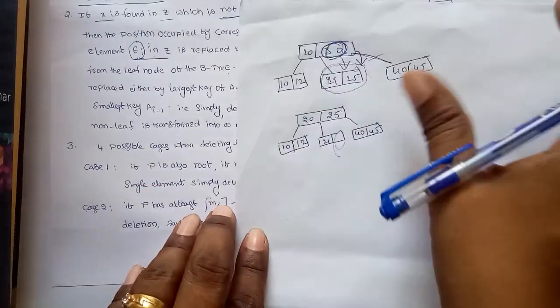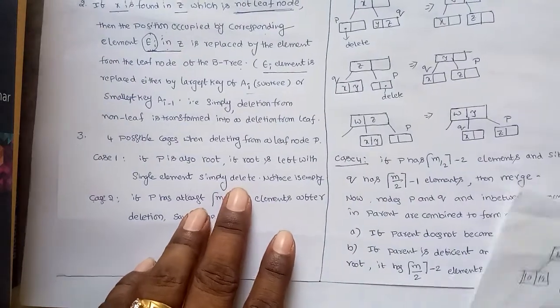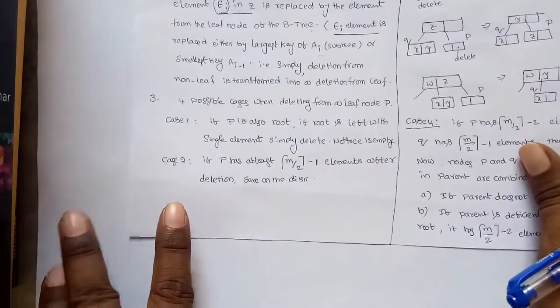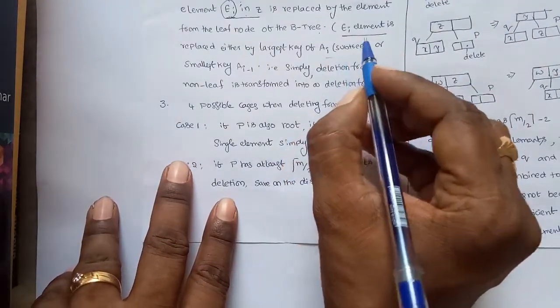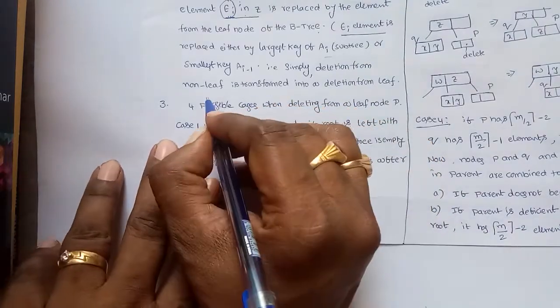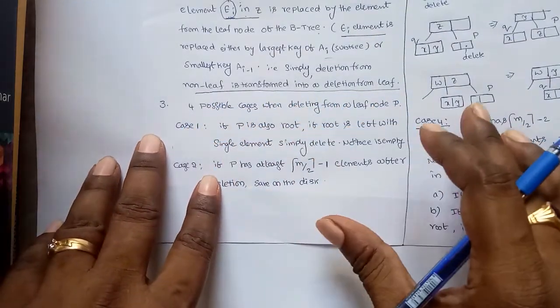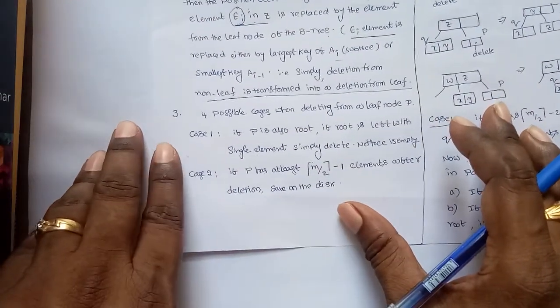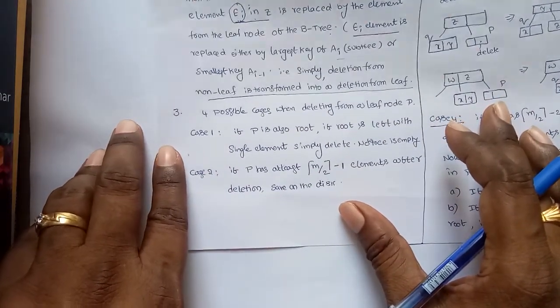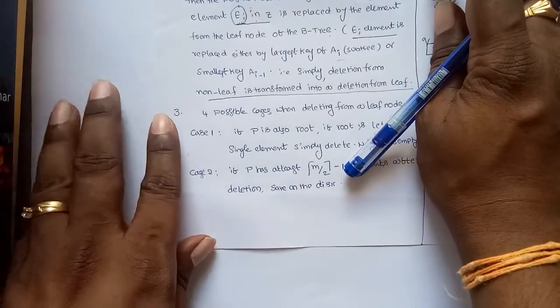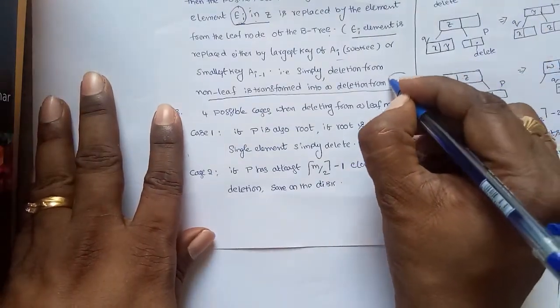What is the next case? In this case, I am transforming our element into a leaf node element. That is, a deletion from a non-leaf node is transformed into a deletion from the leaf node. Now our deleted element is present at the leaf.